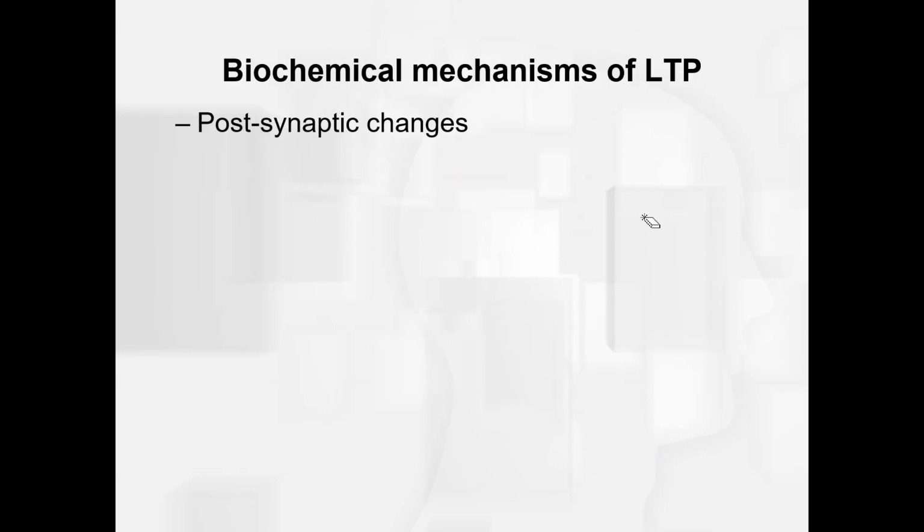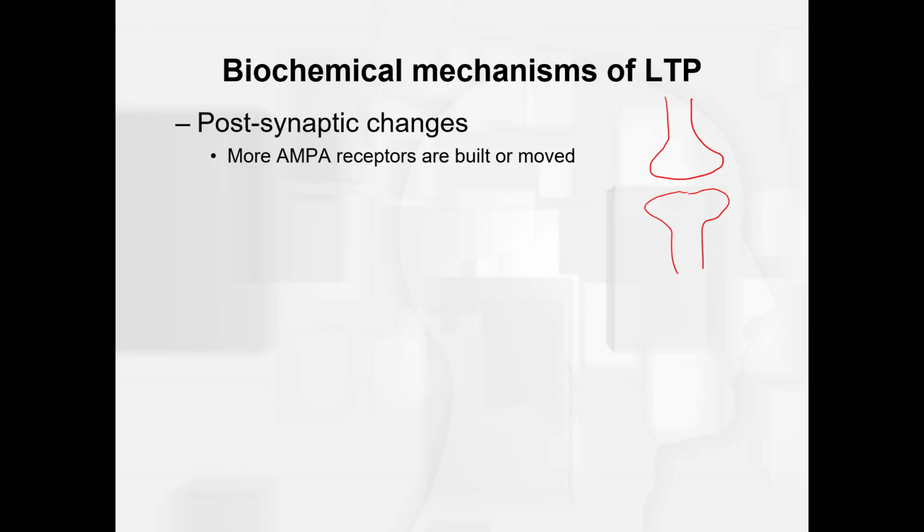So in terms of postsynaptic changes with LTP, what happens postsynaptically? So let's say we have here, that's our postsynaptic neuron. So we're going to have more AMPA receptors that are going to be built or moved and put into this postsynaptic neuron. That's because that CAM kinase 2 activation allowed changes in gene transcription, which allowed more of these AMPA receptors to be built or moved. We also see an increase in dendritic branching.